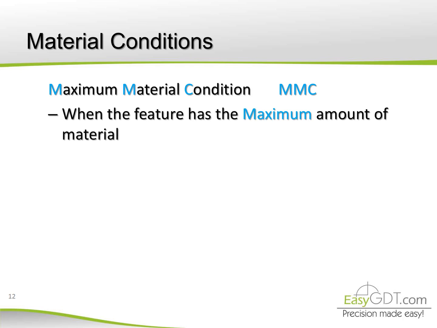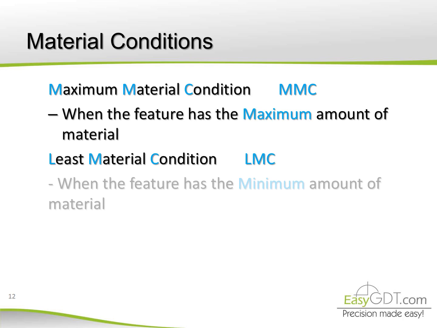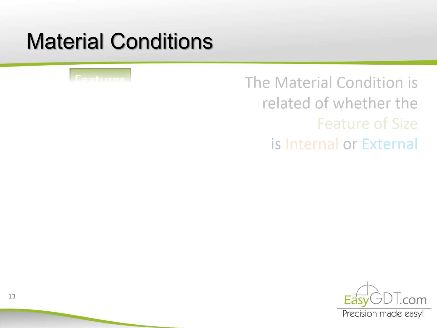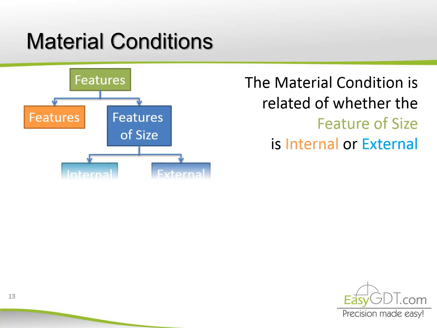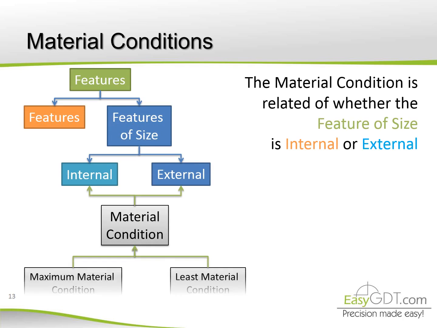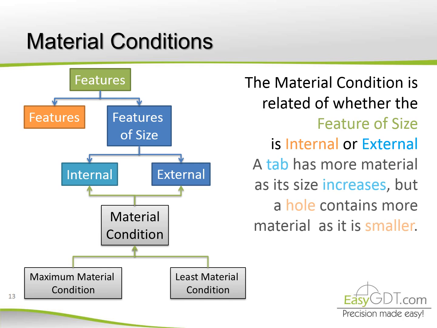As with all features of size, we can only have two limits, upper and lower. We have two possible material conditions. Maximum material condition, or MMC, is when the feature has the maximum amount of material, and least material condition, or LMC, when the feature has a minimum amount of material. The material condition is related to whether the feature of size is internal or external. A tab has more material as its size increases, but a hole contains more material as it is smaller.